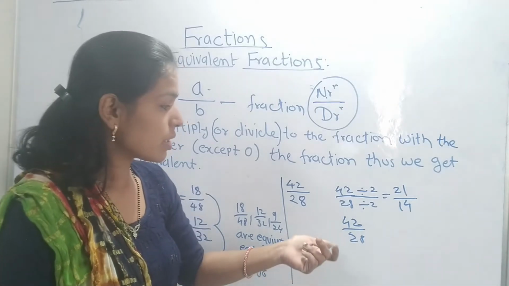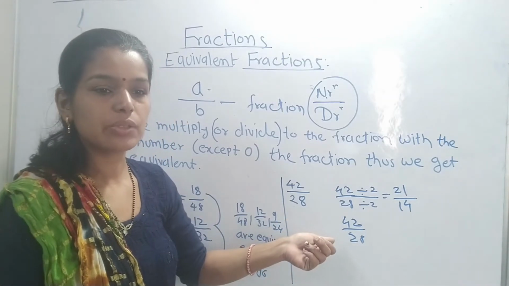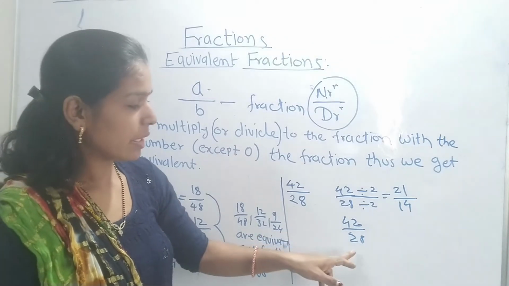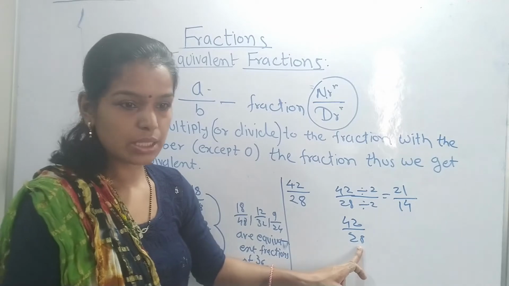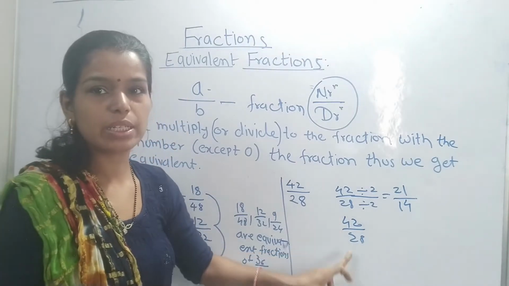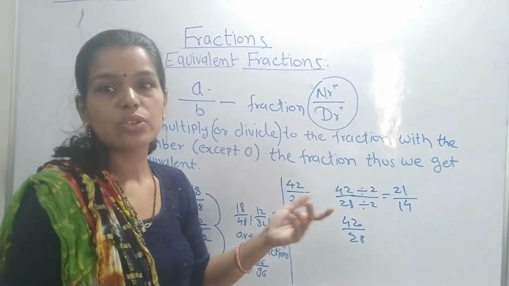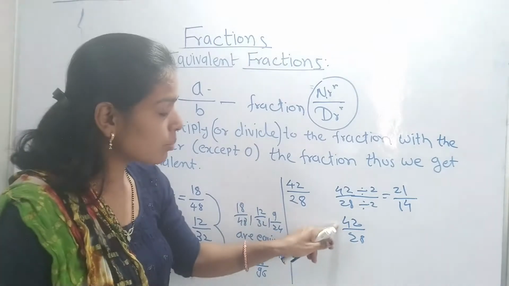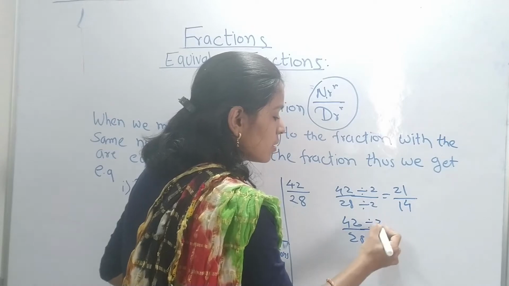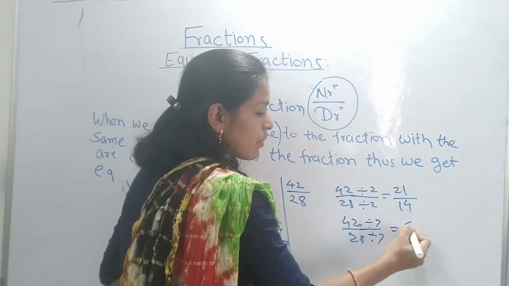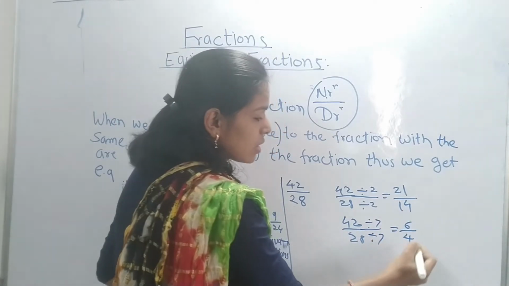Then 6: if you check in the table of 6, 6 4s are 24, 6 5s are 30, so 28 does not come in the table of 6. 6 7s are 42, but 28 does not come in the table of 6. So 6 also not. Now if you divide both by 7, it is possible. Both are divisible by 7. 7 6s are 42 and 7 4s are 28.